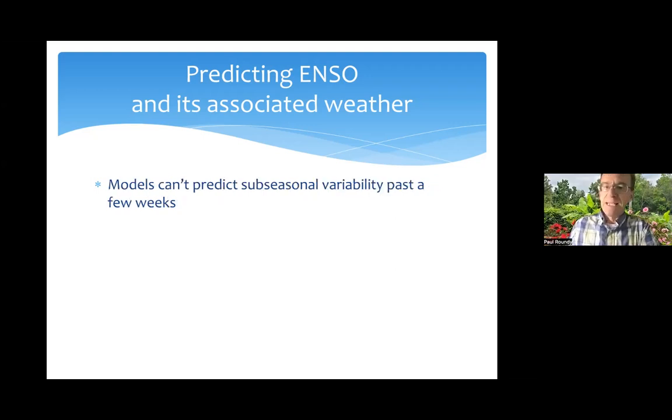The problem is that models can't predict subseasonal variability past a few weeks. So this makes predicting ENSO, which is going to follow the winds this time of the year, next to impossible at a long range. We may look at the models now and see that they're in common, that most of the models are going towards La Nina right now.